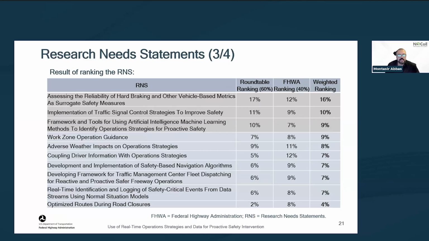So you see here each one of the research need statements on the left, and then on the right you have the roundtable ranking. This is from the panel, and then the FHWA ranking, and then we have a weighted ranking.